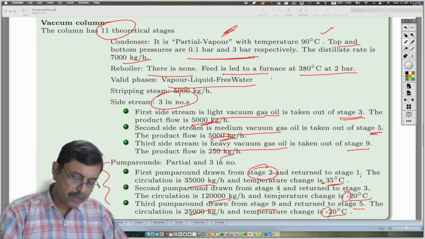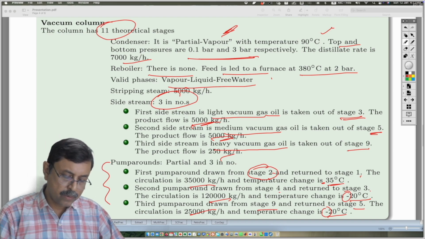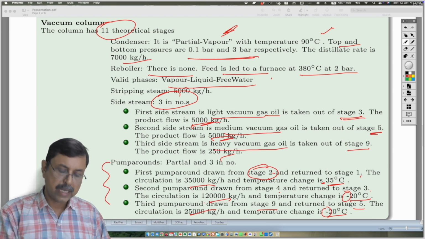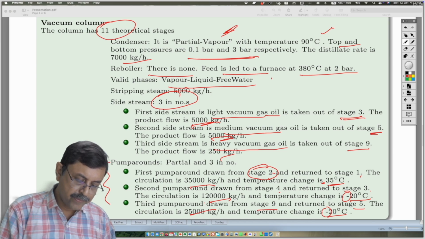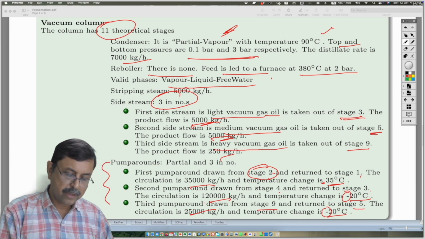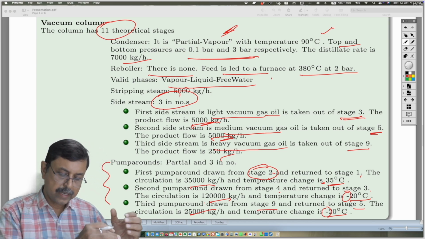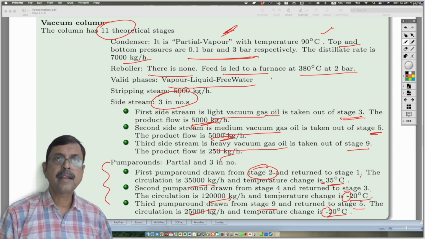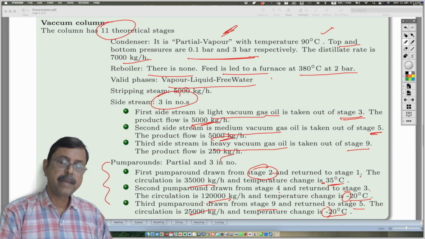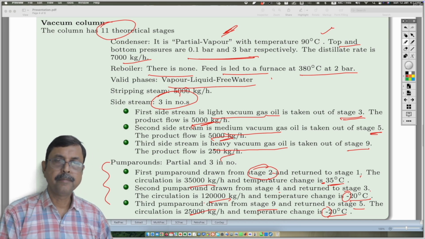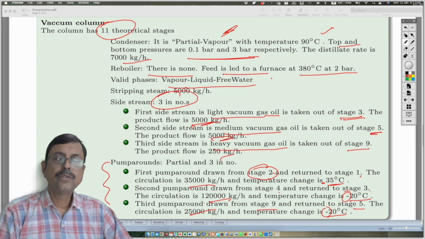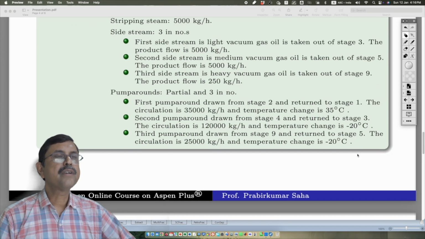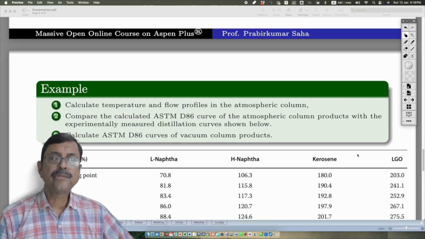Okay. Similarly, in the second pump around, we take out the material from stage 4 at the rate of 120,000 kg per hour, then cool it down, reduce the temperature by 20 degrees centigrade, and send back the material to stage 3. And the similar thing is done through the third pump around. Okay, so that's what our list of information that we need to solve the problem.